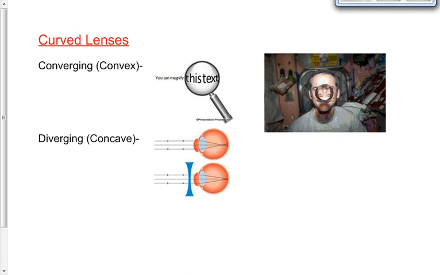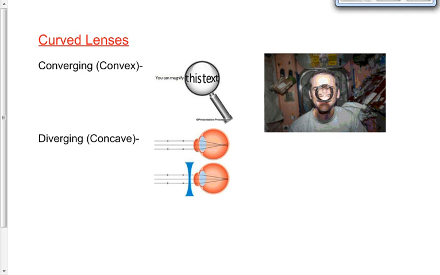What do you notice on the board right now that's different than what we saw on the board with mirrors? Yep. Yeah. Good, Shelby. Very good. Converging mirrors were concave mirrors. Converging lenses are convex lenses. Diverging mirrors were convex mirrors. Diverging lenses are concave lenses.